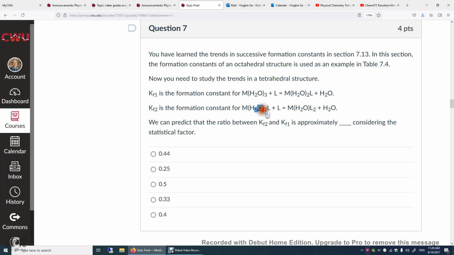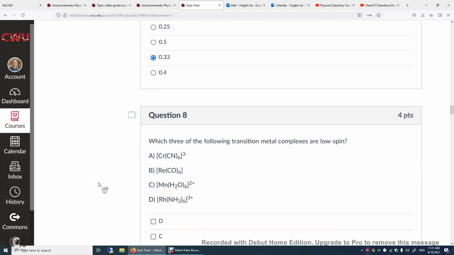Now over here, when L replaces water, there are 2 options. When water replaces L, there are also 2 options. So the factor is 2 over 2 equals 1. So again, for this reaction, the statistical factor is 3. For this reaction, the statistical factor is 1. And then we need to look at the ratio between these 2 statistical factors. So 1 over 3 is 0.33.